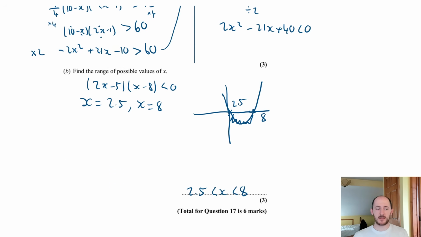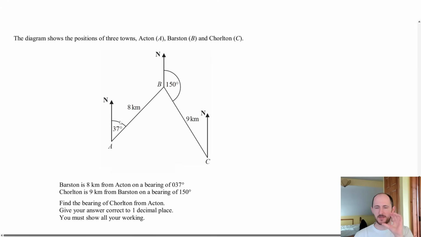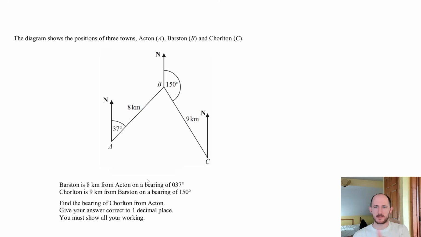For 6 marks, I don't think that's too bad either. Bearings. Yeah, definitely something that sucks quite a lot. So, the nice thing about this question is they do give you a bit of a hint on how they word bearings. So if you look at the first part here, it says Barston is 8 kilometers from Acton on a bearing of 37 degrees. So Barston is on a bearing of 37. If you notice where the number 37 is, it's clockwise from the second town they named, right? So they started at Acton, 37 degrees.